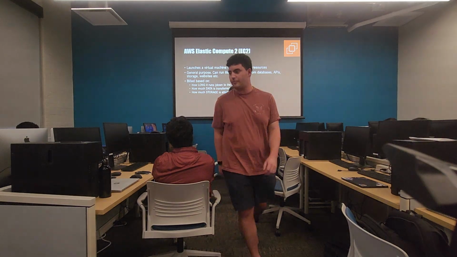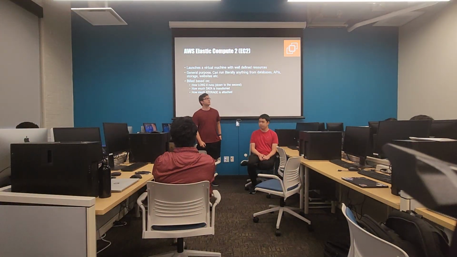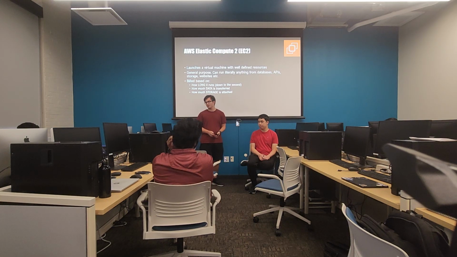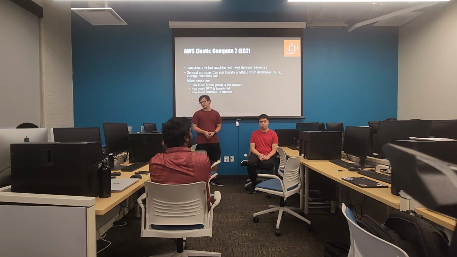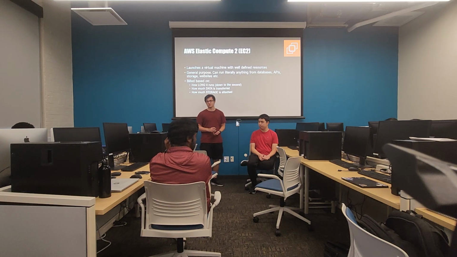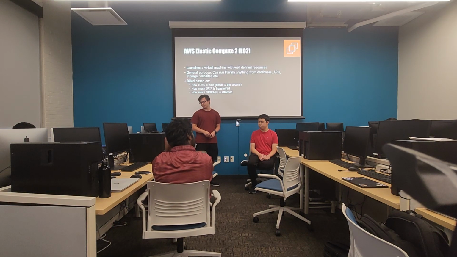Alright, so the next service we're going to talk about is AWS Elastic Compute 2 or EC2. That's the last time you'll hear the full name of that, probably ever. So what this is basically, a virtual machine with well-defined resources that you can launch from AWS that's run in the cloud. So it's general purpose. You can use it for literally anything you can think of, from databases, APIs, storage, and websites. It's not the most efficient for storage. You'll hear more later about what we can use for that.